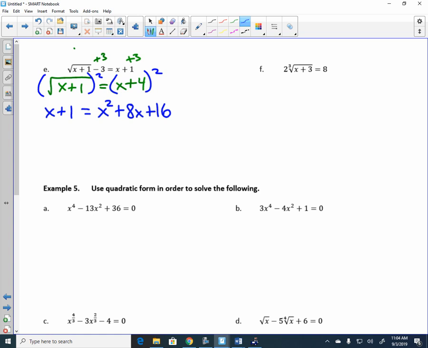Now what? Gather terms. 0 equals x squared plus 7x plus 15. Factors, right? Ugh. Okay, doesn't factor. Quadratic formula. Fortunately, it's really not that big of a deal. Negative 7 plus or minus.